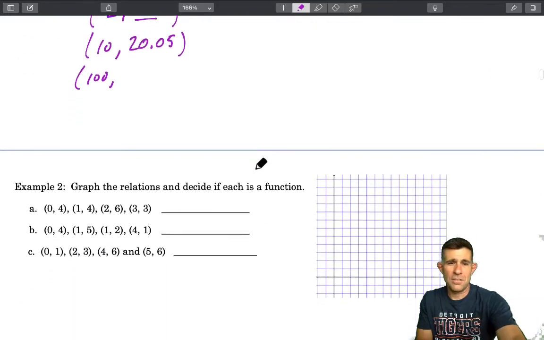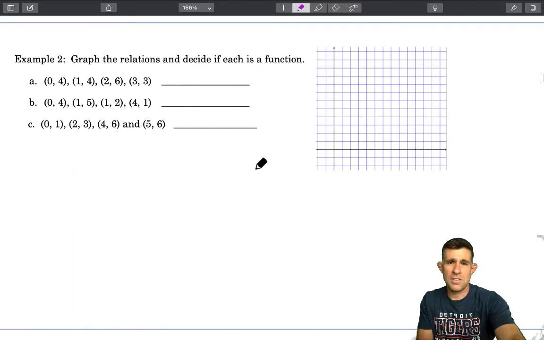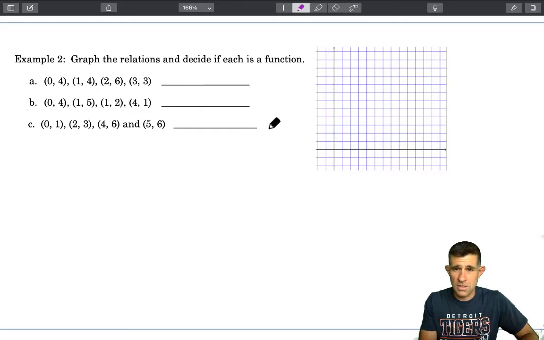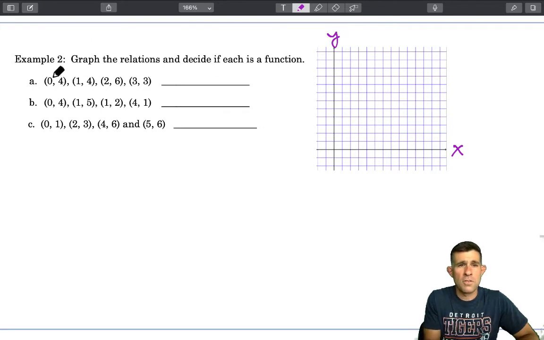All right, let's take a look at some other relations here and determine if they're functions. And let's also take a look at how we can determine if a relation is a function visually by graphing those ordered pairs on our xy plane. All right, so let's take a look at this first one here. We have (0, 4), (1, 4), (2, 6), and (3, 3). So let's just take a second to plot that. (0, 4), (1, 4), (2, 6), and then (3, 3).